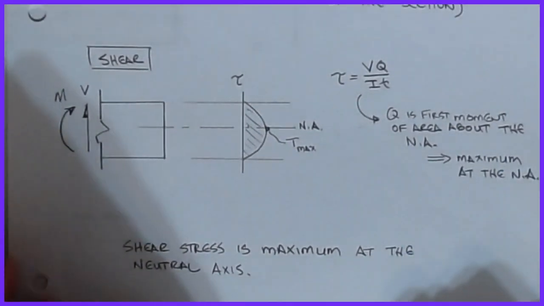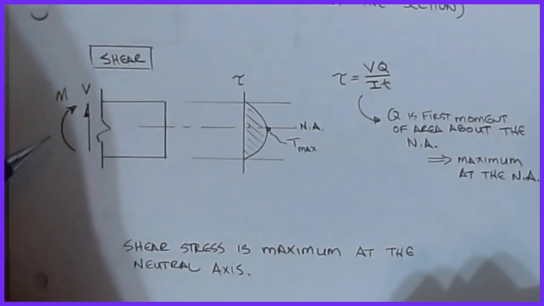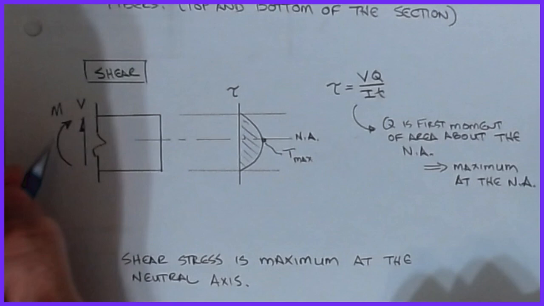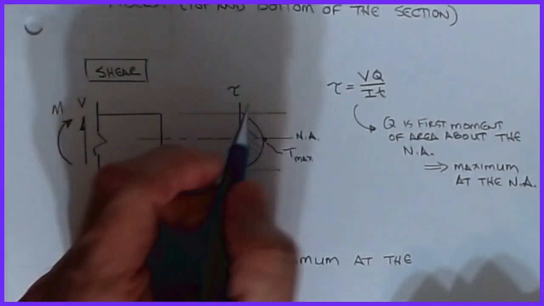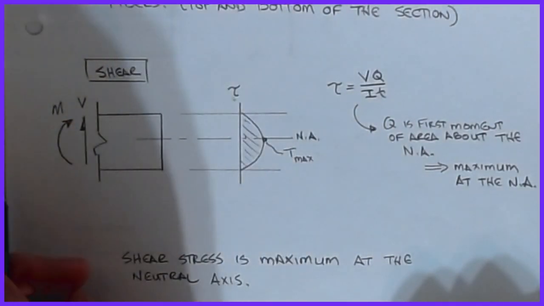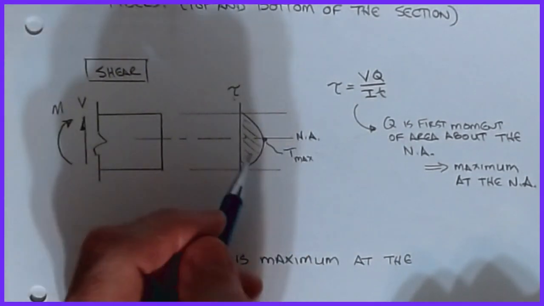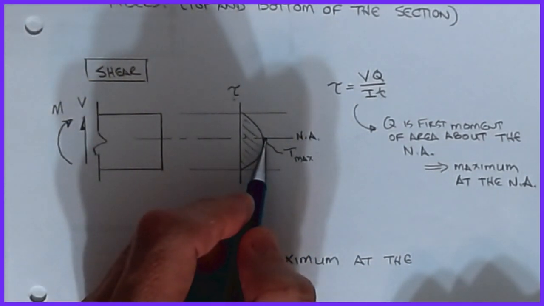Stresses due to the moment. Okay. On the same section, I also have my shear stresses. And if you remember, for a rectangular cross-section, again, same section, moment and shear applied, the shear stress indicated by this tau symbol, where the neutral axis was at this location, that was the location of tau max.